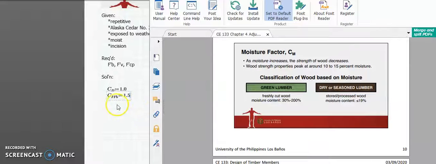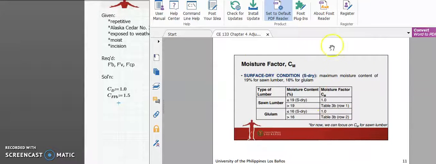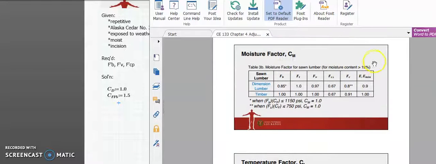is the moisture factor. For the moisture factor, we need to determine if it is dry or moist. Well, it is explicitly stated that the member is moist, and therefore we will not be using this table, but rather this one. For moisture content greater than 19%, we use table 3B. And since it is dimension lumber, we'll use this part here. But for bending, we need to determine first the quantity FB times CF. But we don't have yet the reference design value. So maybe let's get first the required design values.